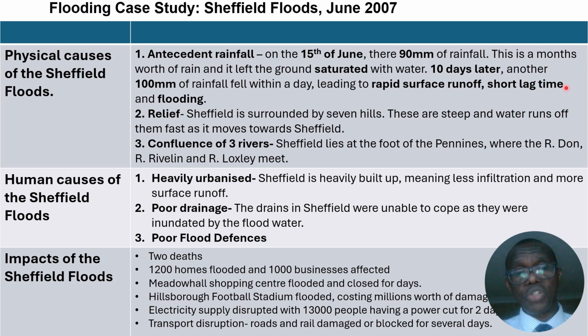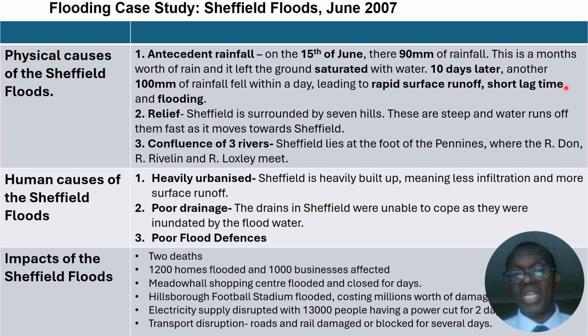Now, the first physical cause here is antecedent rainfall. And this is rain that falls before the actual rainfall event that causes the floods. So on the 15th of June, there was 90 millimeters of rain that fell in this particular area. Now, that 90 millimeters is equivalent to a month's worth of rainfall, and that left the ground quite saturated. And then 10 days later, on the 25th of June, there was another 100 millimeters of rainfall falling within 1 day.